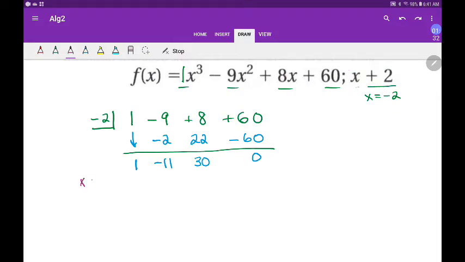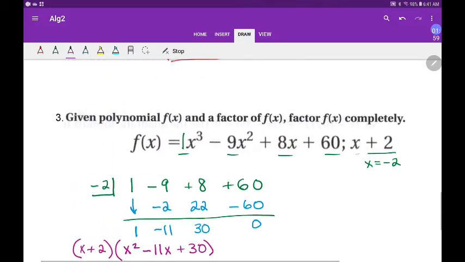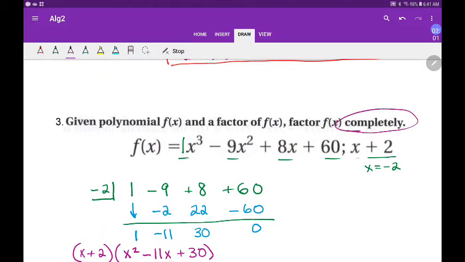I'm going to say x plus 2. And then these leftover numbers aren't just leftovers. They're the coefficients for what's left. Maybe I'll get rid of those lines. I used to be x to the third. Not anymore. Now I'm x squared. I always come down 1. Minus 11x plus 30.